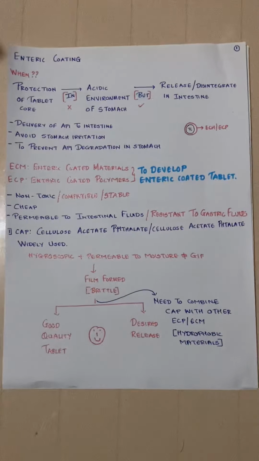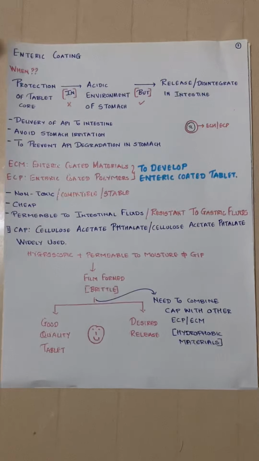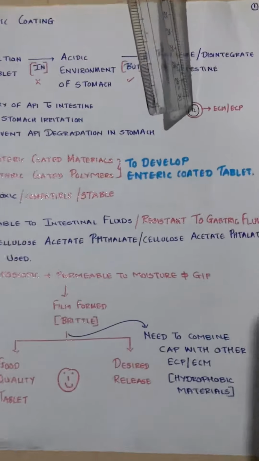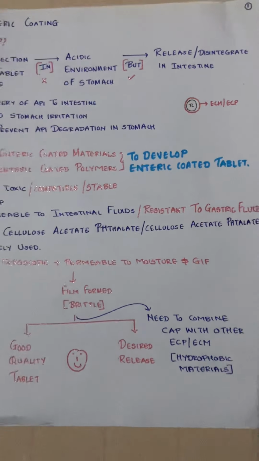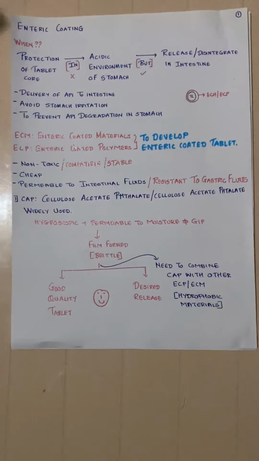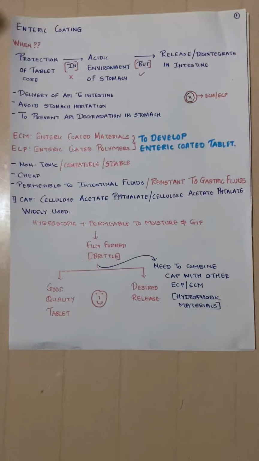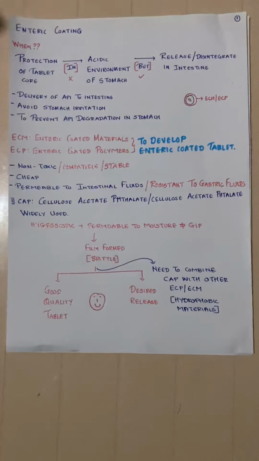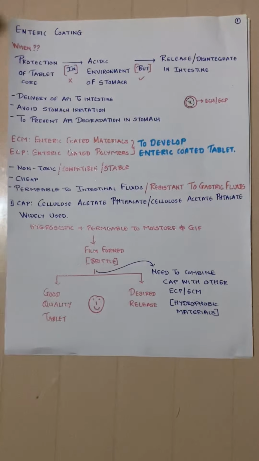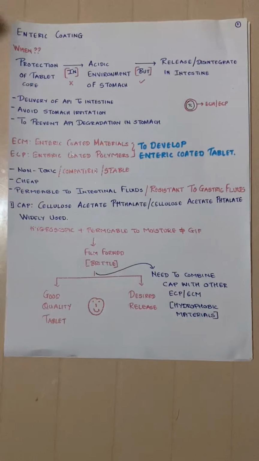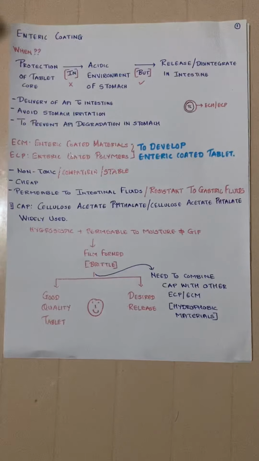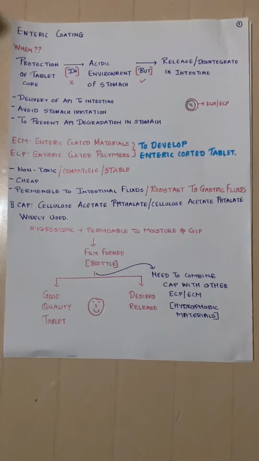Enteric coating is basically a very single step process in which the tablet core is there, and the polymeric solution is prepared and sprayed over the tablet surface. These polymers are called enteric coated polymers, or they are also termed enteric coated materials. These are materials that are required to develop enteric coated tablets.